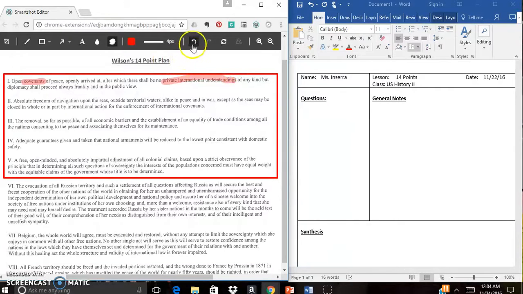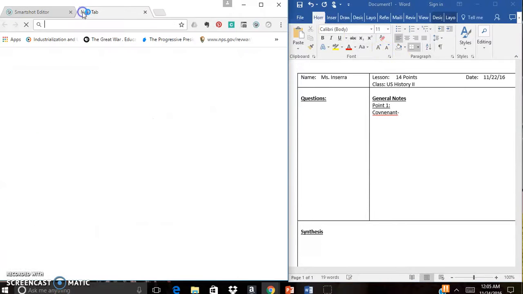So it's a little messy. Let's try that one more time. Okay. And public view. Alright, so first, we'll definitely want to set this up now. So point number 1. And some important details to know. Let's see what covenant means, since we are not sure. So we're going to look that up.